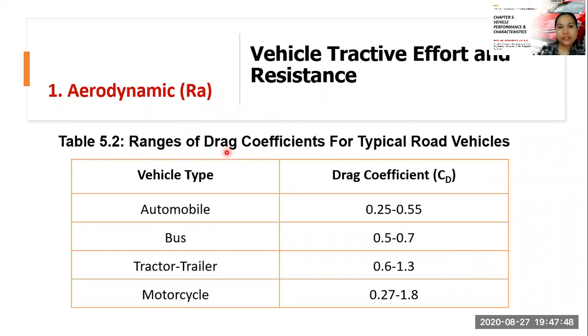For the drag coefficient CD, we also have typical values depending on the vehicle type. The first one is the automobile or the passenger car, which has a drag coefficient ranging from 0.25 to 0.55, and it goes up as you have a bigger size of vehicle. And then a motorcycle has a range of 0.27 to 1.8.